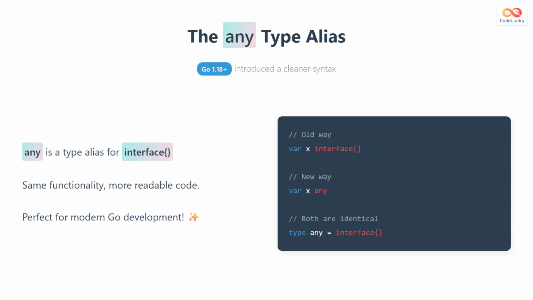Go version 1.18 introduced a cleaner syntax for the empty interface. any is a type alias for interface{}. It provides the same functionality but with more readable code, and it is perfect for modern Go development. Looking at the code block, the old way to declare an empty interface was var x interface{}. The new way is var x any. Both are identical since type any equals interface{}.